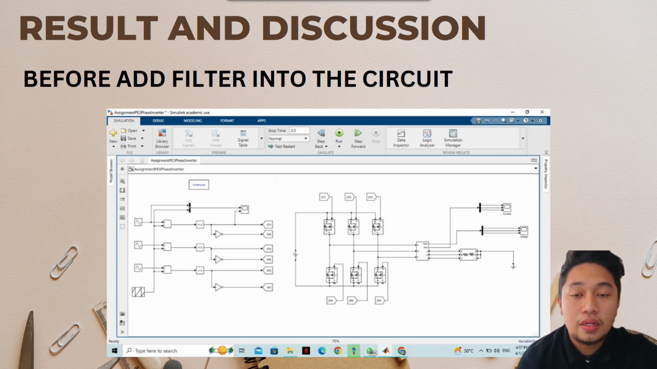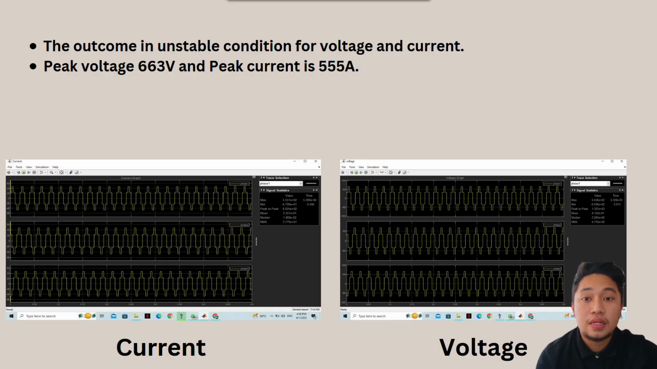Okay, first we can see the circuit diagram before adding the filter into the circuit. Then we got the graph for voltage and current. The outcome is an unstable condition for voltage and current, where we got the peak voltage of 663 volt and peak current of 555 ampere. Next, the THD for both voltage and current output is above 7%.